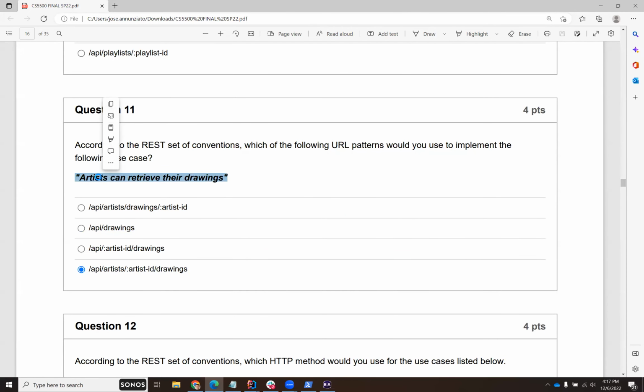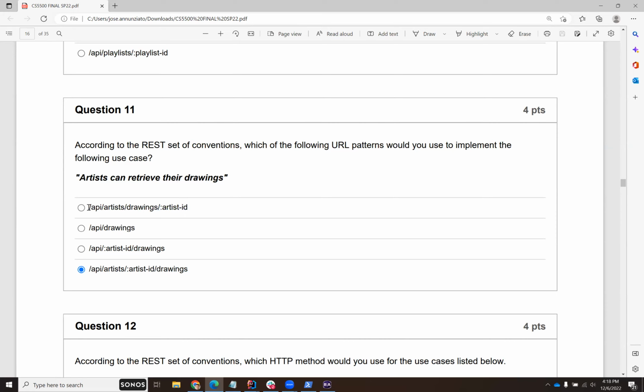So you have this use case of saying an artist can retrieve their drawings. So it looks like you can retrieve lots of drawings, or maybe all the drawings, presumably. And for an artist, that means that you need to know which artist you are talking about. So you need to use maybe a primary key of that artist, and then ask for the drawings for that artist. So I give you 4 choices, and they probably all work. They would probably all do the job, right? But there are some conventions that we use in RESTful.